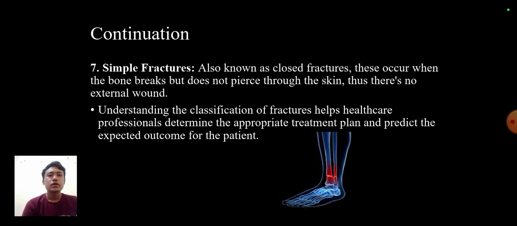Number seven, simple fractures, also known as closed fractures, as it doesn't penetrate through the skin or other soft tissues, and these occur when the bone breaks but does not pierce through the skin. Thus, there are no external wounds and they are like hairline fractures, and it would be easier to treat.